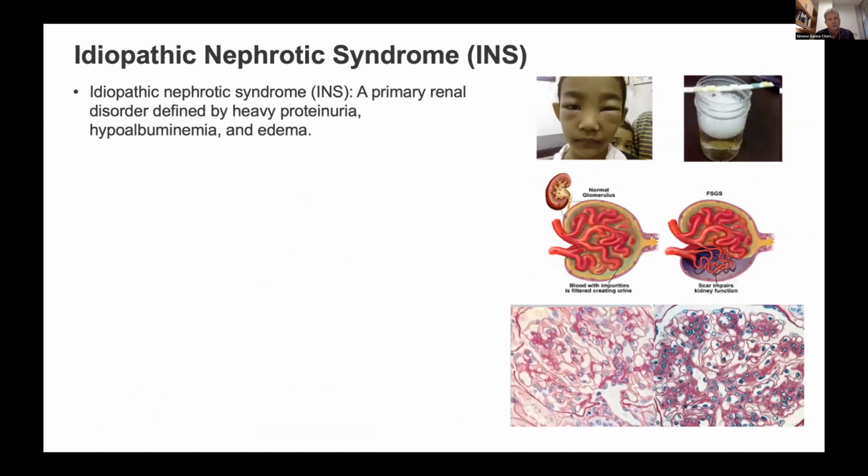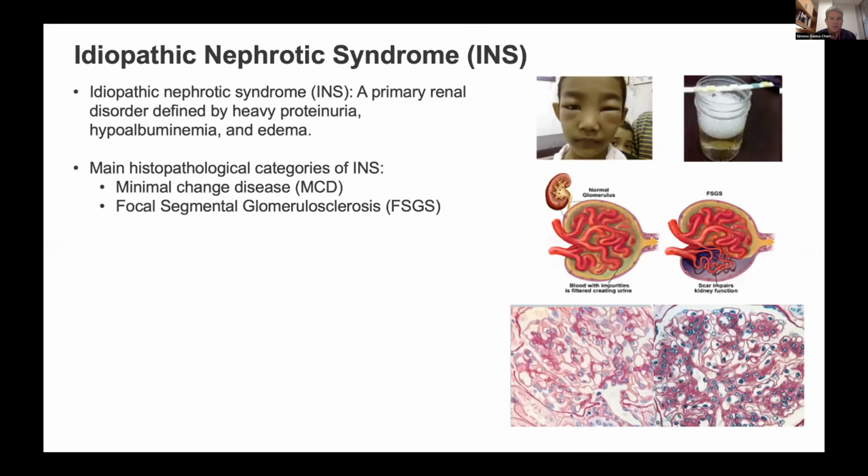I'm going to use as a phenotype of interest for today's talk idiopathic nephrotic syndrome, which, as you can see from the photo here, is a primary renal disease defined by very heavy proteinuria, so loss of protein in the urine with swelling, edema, and low albumin that comes with a lot of complications. The two main histopathological categories of idiopathic nephrotic syndrome are minimal change disease and focal segmental glomerulosclerosis, or FSGS. They show some commonality and differences, but they have as an ultimate target cell the podocyte.